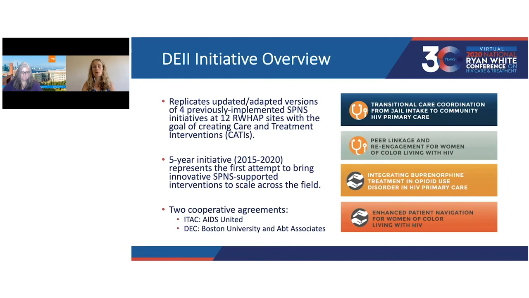So we had a transitional care coordination intervention, so that was focused on identifying people with HIV in jail, and then making sure that they received services while they were incarcerated and then upon release. So bridging that gap between incarceration and community HIV care. Peer linkage and re-engagement, which looked at finding women who had either fallen out of care, who were loosely retained in care, or who were newly diagnosed.